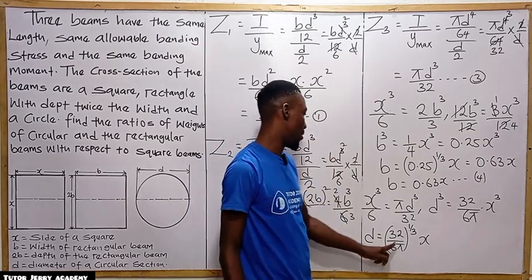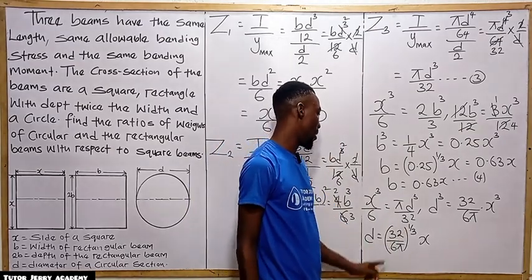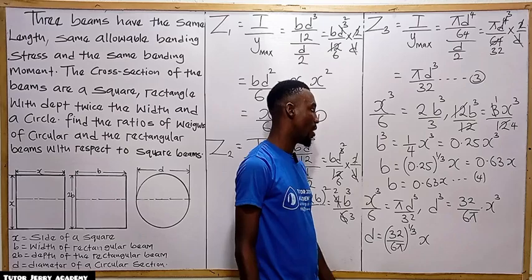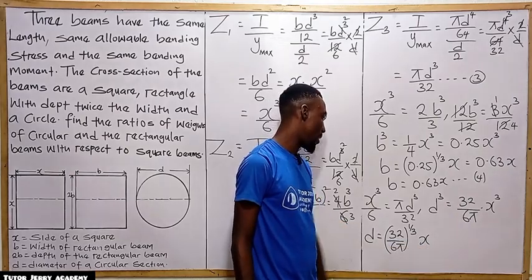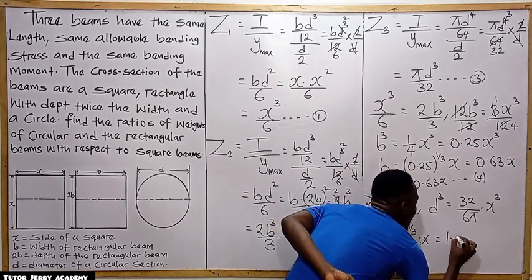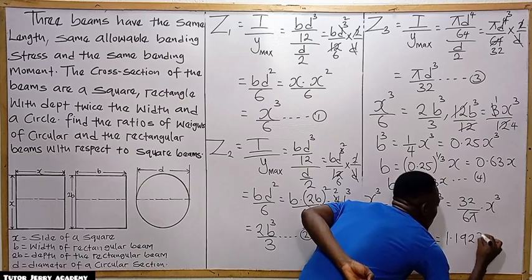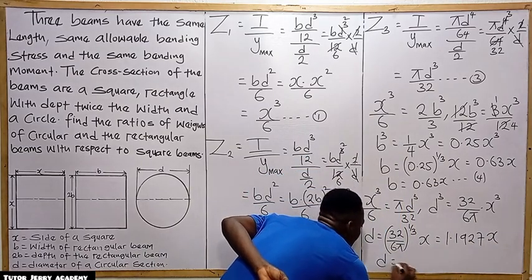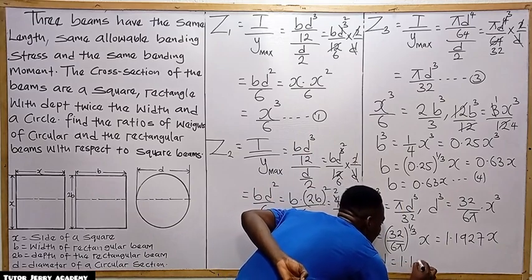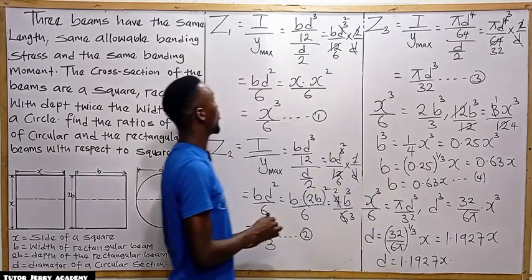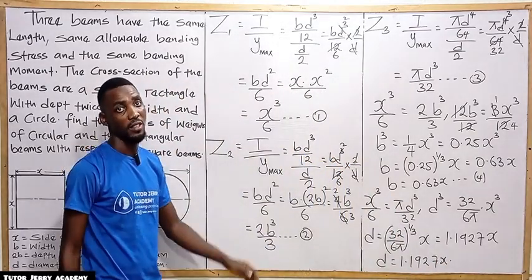Now if you press this value in your calculator, 32 divided by 6 pi to the power of 1 over 3, you are going to have 1.1927. So this is going to be 1.1927 s. So our d now is equal to 1.1927 s. All right, so we are going to clean this part.